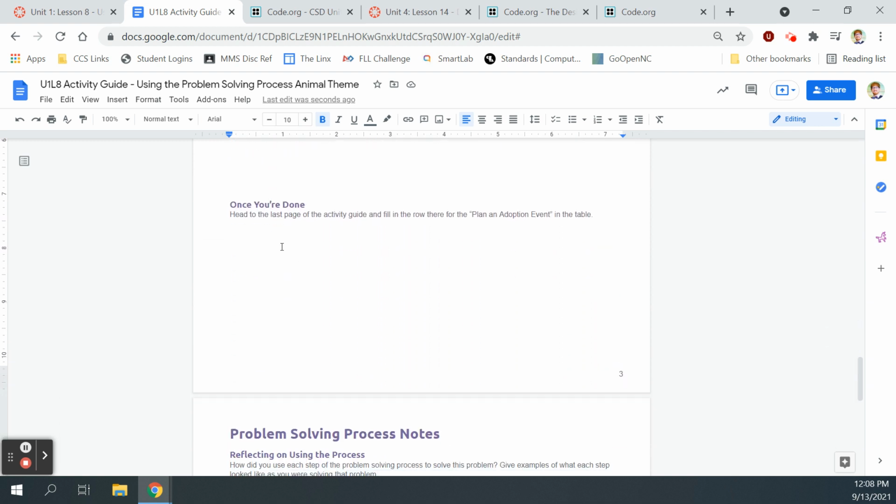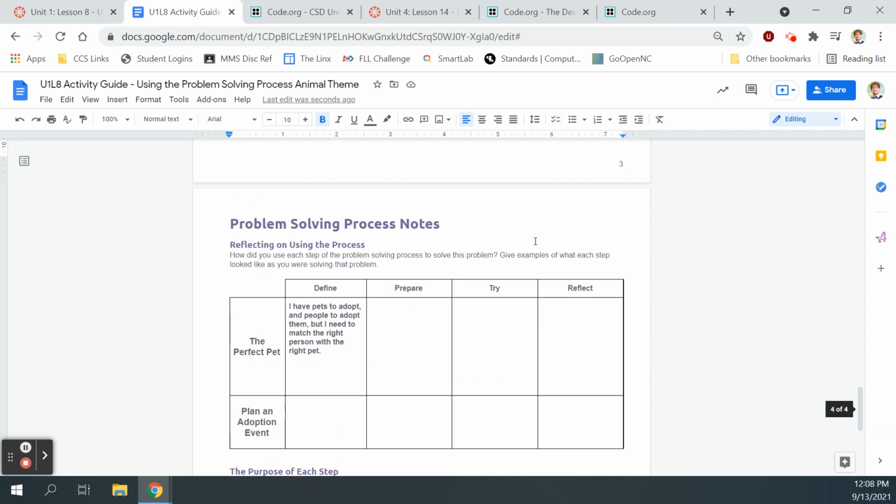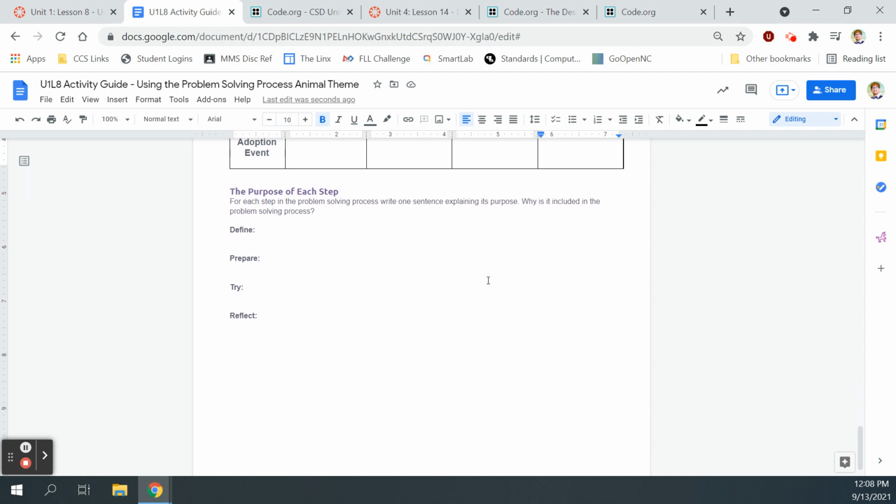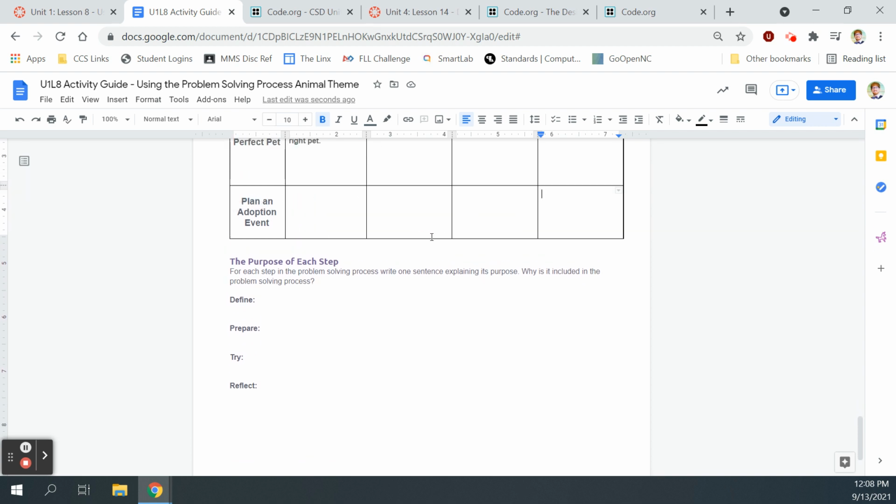Once you're done doing that part, then head to the last page of the activity guide and fill in the row there for the plan and adoption event in the table. So down here, right, filling in that define, prepare, try, and reflect parts of the problem solving process. Once you're done filling in this table, then you come down here to the very last thing for this, which is listing out the purpose of each step.